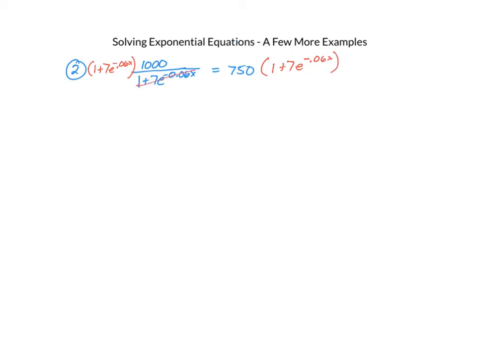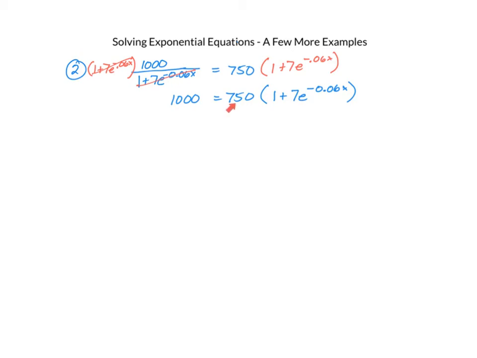And I will cancel on the left-hand side. So now I have 1,000 equals 750 times 1 plus 7e to the negative 0.06x. Don't let it bother you that I didn't put the leading zero here, and here I did. Of course, those are equivalent. Let's continue. There's a choice here.